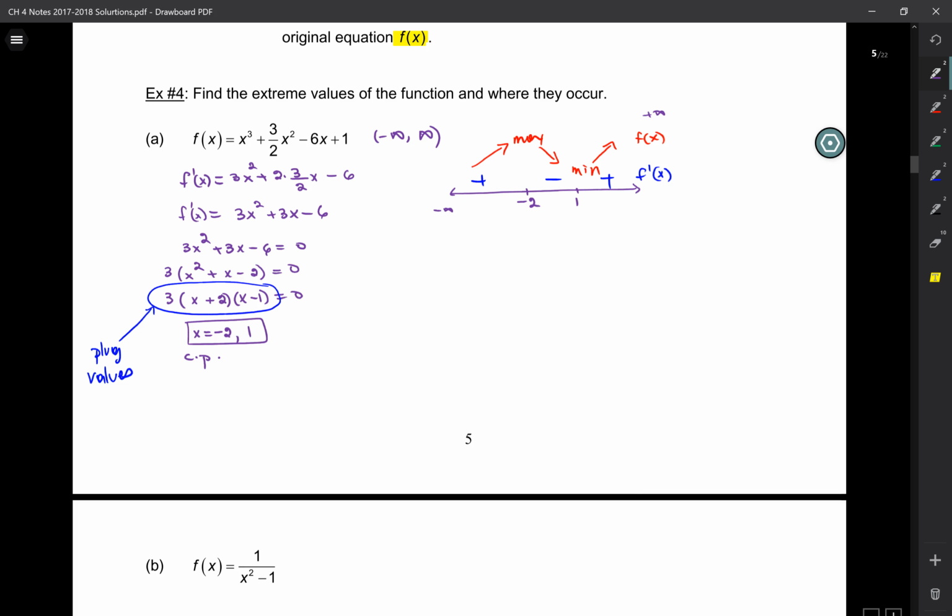Okay? Now the last step is, we actually want to find, okay, fine, there is a maximum there. At x equals -2, there is a maximum. But what's the y value? Now that's what we need to find. That goes in the original function. Plug into original function.